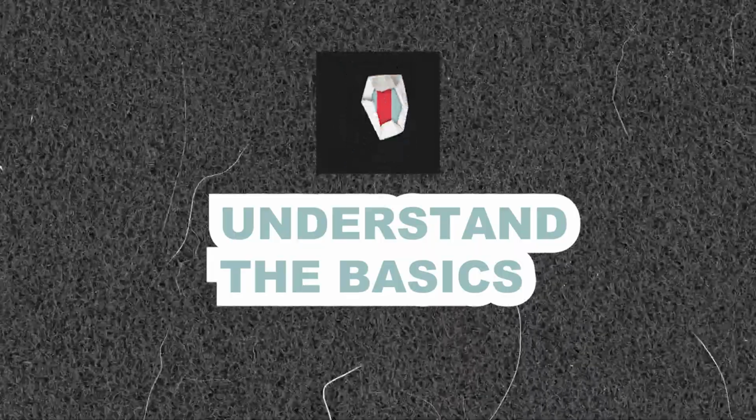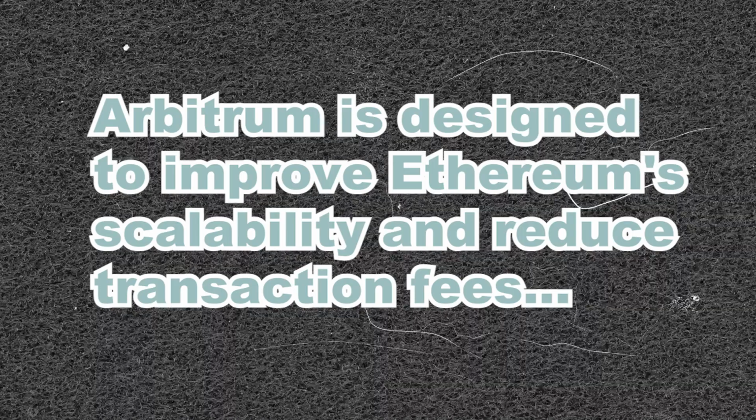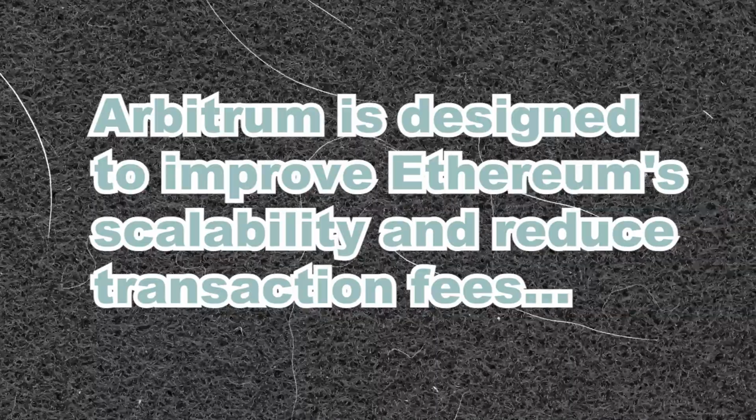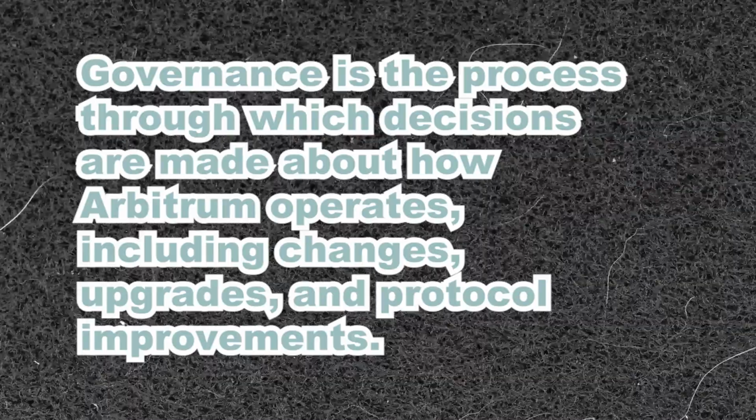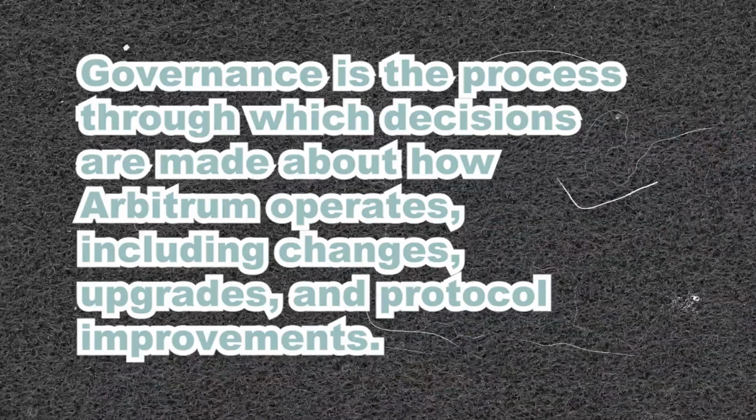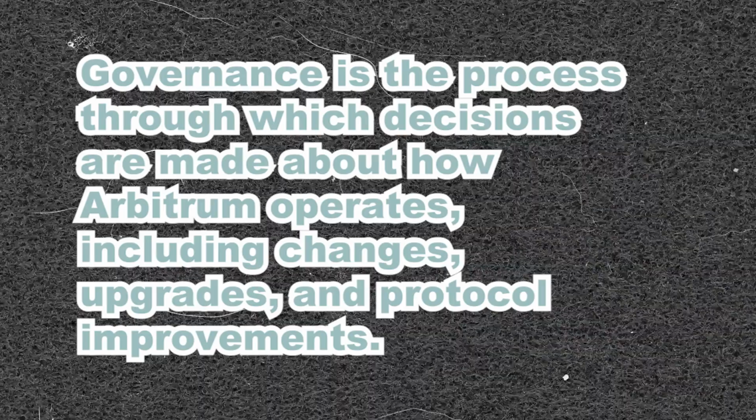The first step is to understand the basics. Before you dive into Arbitrum governance, it's essential to have a solid understanding of what Arbitrum is and how its governance works. Arbitrum is designed to improve Ethereum scalability and reduce transaction fees, while governance is the process through which decisions are made about how Arbitrum operates, including changes, upgrades, and protocol improvements.